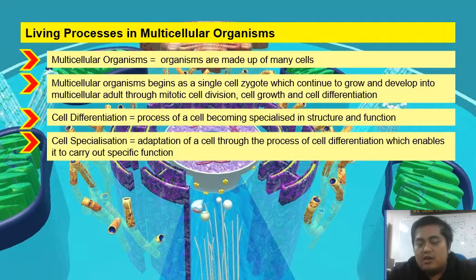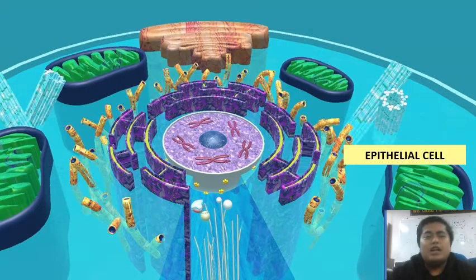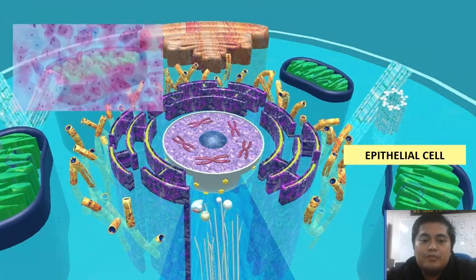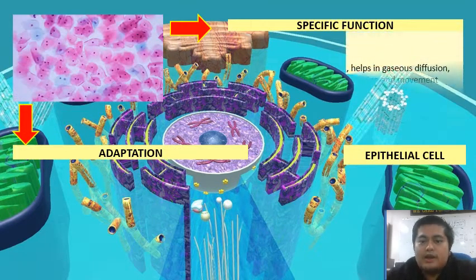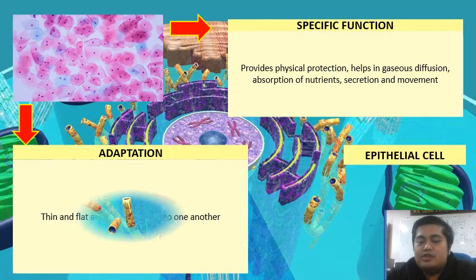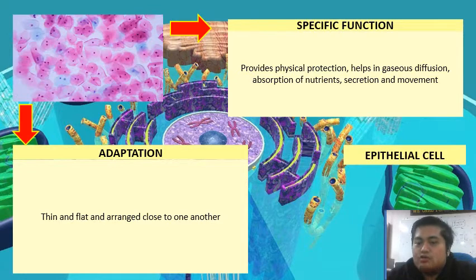out a specific function. So dalam badan kita ni kita ada banyak sel. We are made up of many kind of cell. So the first one, the most common that we have is our epithelial cell. So what are their specific function and adaptation? So their specific function is to provide a physical protection and also to helps in gases diffusion, absorption of nutrients, secretion, and also movement.